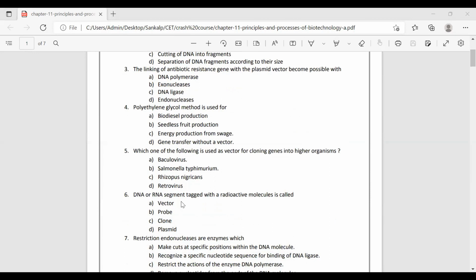Then fifth question, which one of the following is used as a vector for cloning genes into higher organisms? Option A, baculovirus. Option B, Salmonella typhimurium. Option C, Rhizopus nigricans. Option D, retrovirus. Sorry for the disturbance.